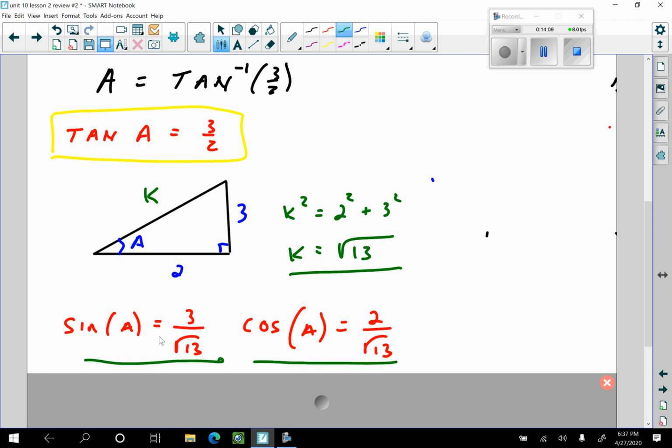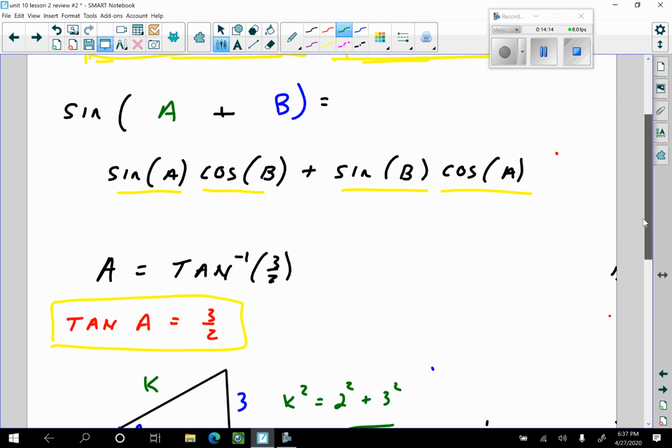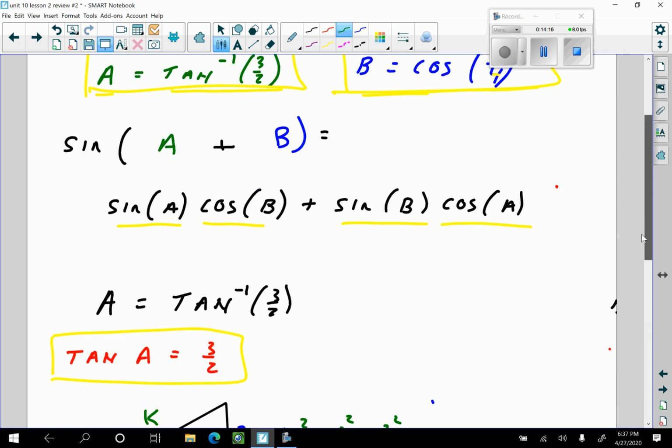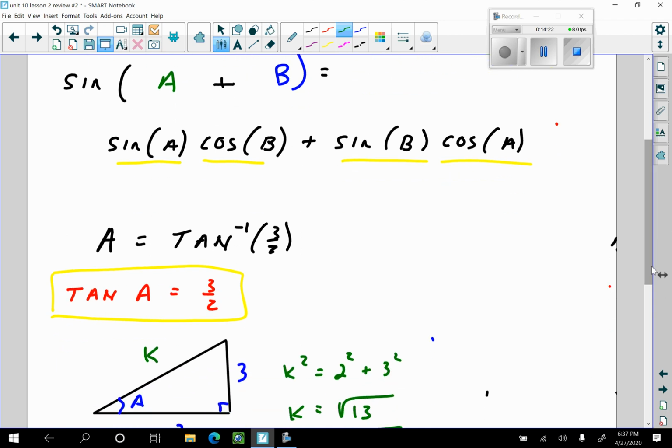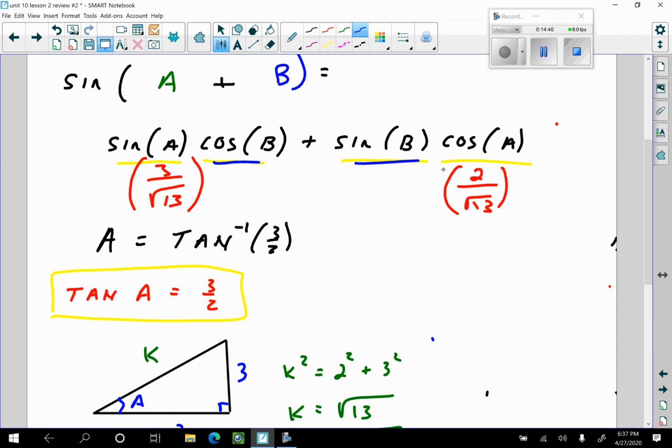So now I know the sine of A and cosine of A, so I could actually put them in here. I know the sine of A is 3 over square root of 13, and the cosine of A is 2 over square root of 13. I know those values. All I need to do now is figure out what these guys are, cosine of B and sine of B. And how am I going to do that?